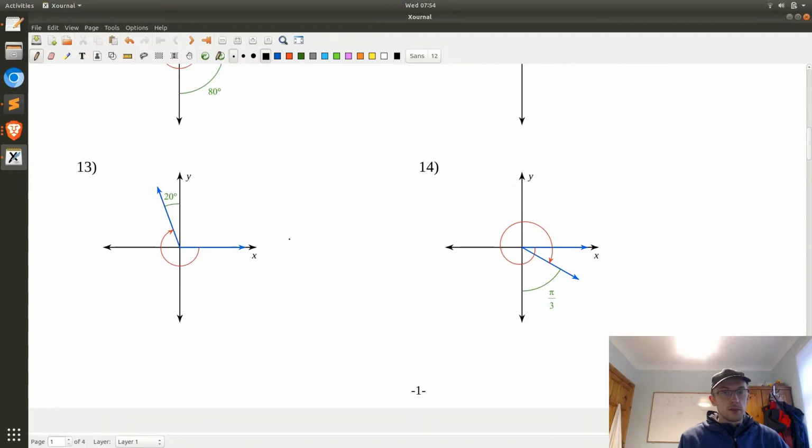This here will be negative because we're going around clockwise. That's 20 degrees there. So 270 take 20 degrees is that. So it should be negative 250 degrees. Next up, we've done a full turn. So that's 2 pi. Then plus this little bit here.